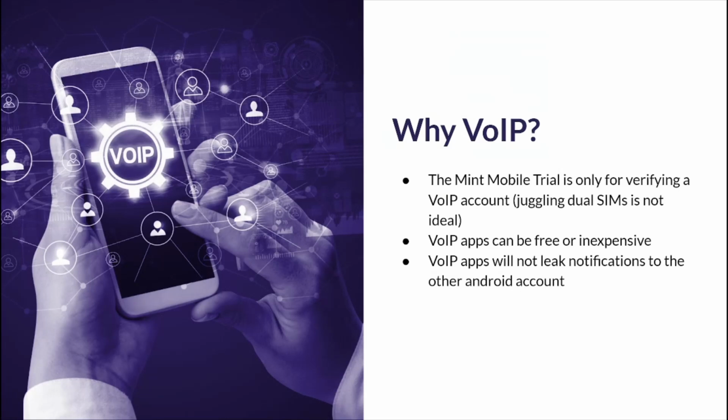So what is the point of this Mint Mobile trial kit if we're only using it to verify the VoIP account? I don't know if you've ever managed two SIMs in a phone. It's a little bit complex. We want to isolate our communication from our primary account, from our secondary account. So we do not want SMS messages or phone calls spilling over. And so that's much easier to handle if we're just using a VoIP app.